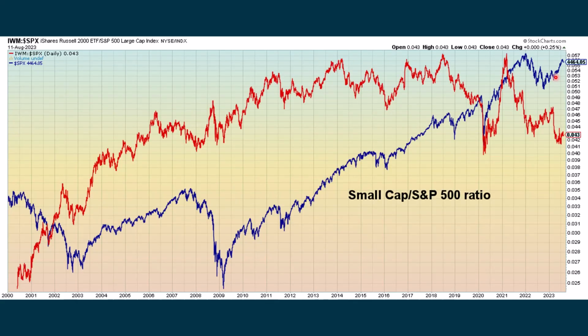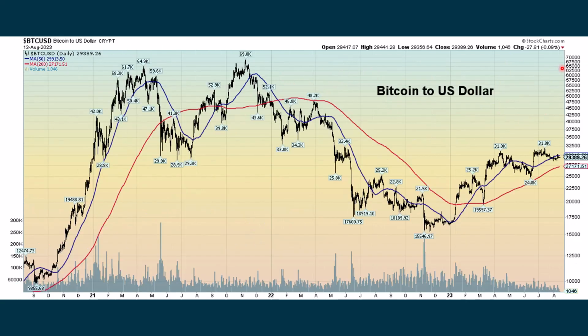Then we look at another ratio, small caps to the S&P, that's the red line, where they continue to underperform. In a good solid environment, we want to see this red line going up, matching the blue line, which is the S&P 500, and we haven't seen that for quite a while.